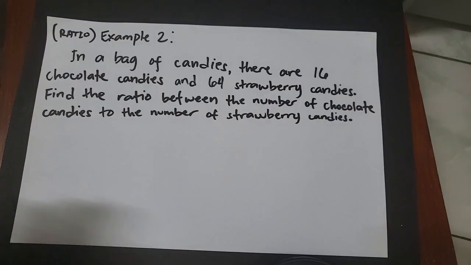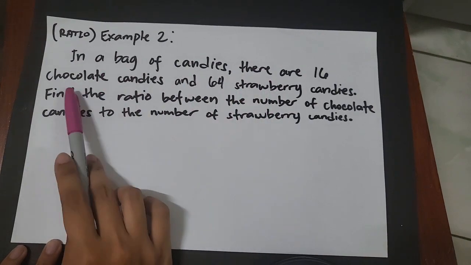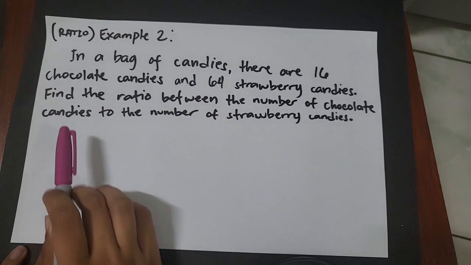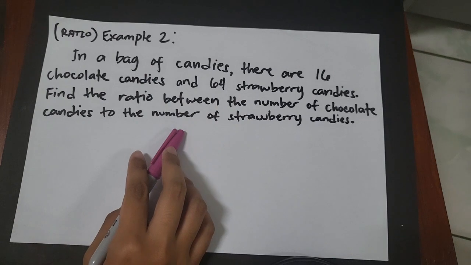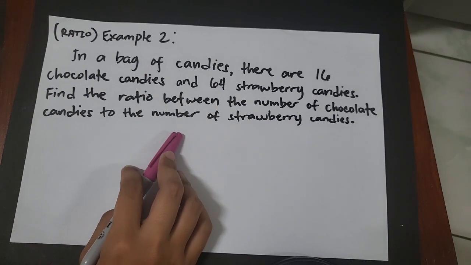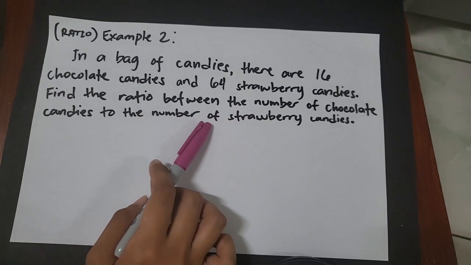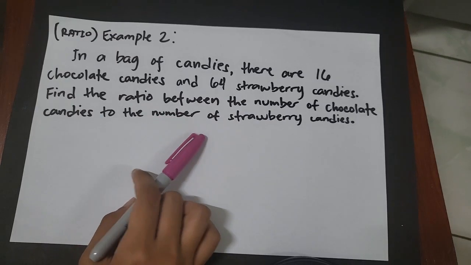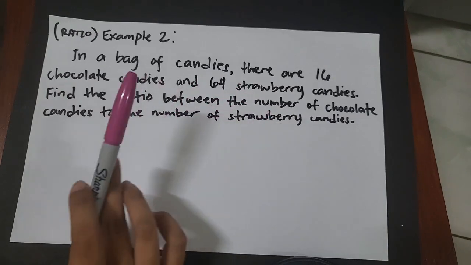Okay. Sa second example naman tayo. In a bag of candies, there are 16 chocolate candies and 64 strawberry candies. Find the ratio between the number of chocolate candies to the number of strawberry candies. So, to find the ratio of chocolate candies to strawberry candies, we simply divide the number of chocolate candies by the number of strawberry candies.